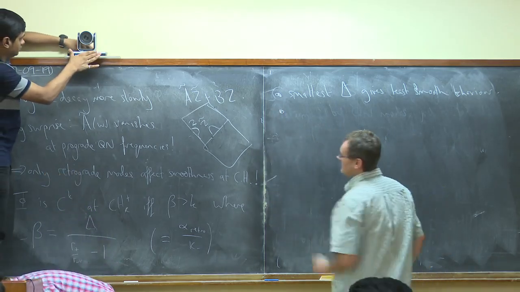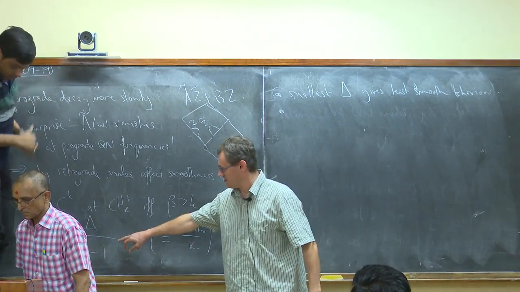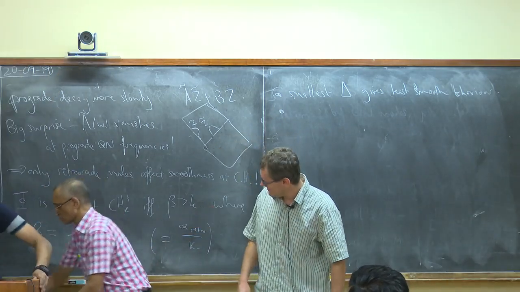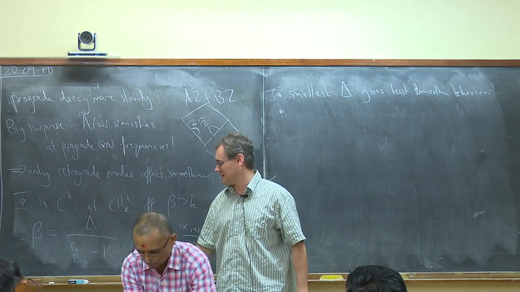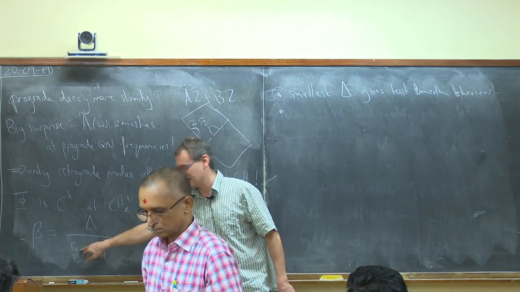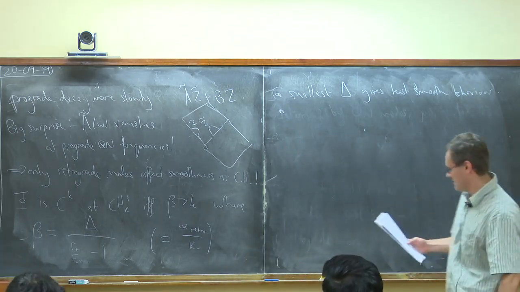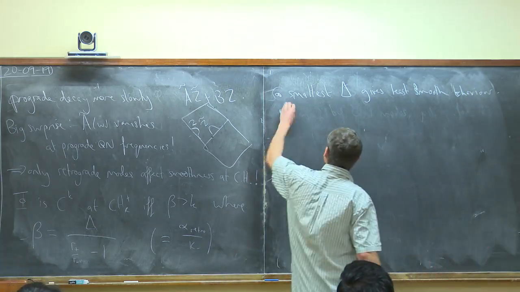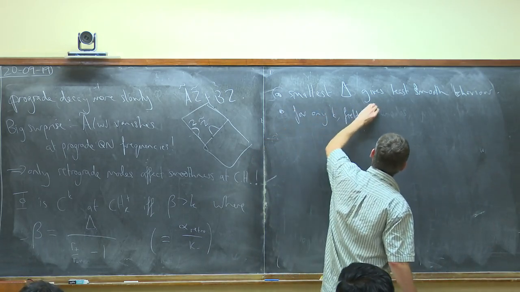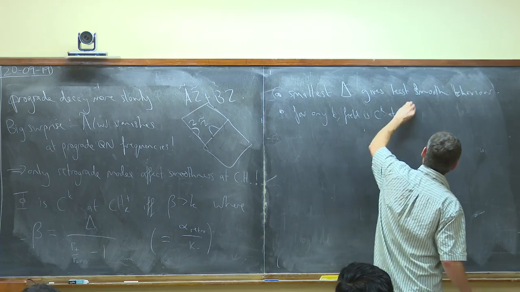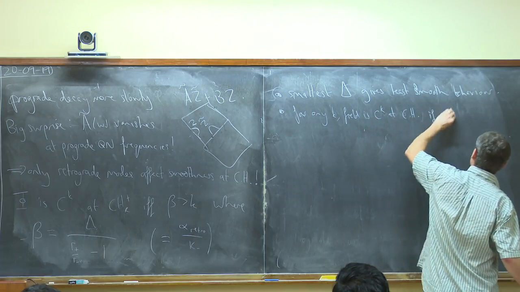Second, looking at this expression, you can see that whatever delta is, if you take the black hole close enough to extremality, if you take R minus close enough to R plus, then beta becomes very large. So you can make beta as large as you like. So for any k, the field is C^k at the Cauchy horizon if we're close enough to extremality.